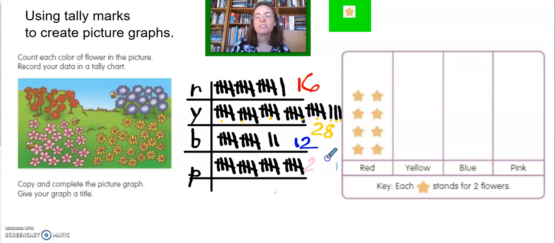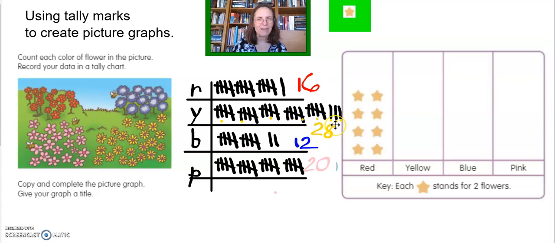There we are. So since they're all even, we can make the graph a little bit simpler for us to create by making each one of these stars equal 2. So they've already put the 1, 2, 3, 4, 5, 6, 7, 8. 16 divided by 2 is 8, so we should have 8 there.